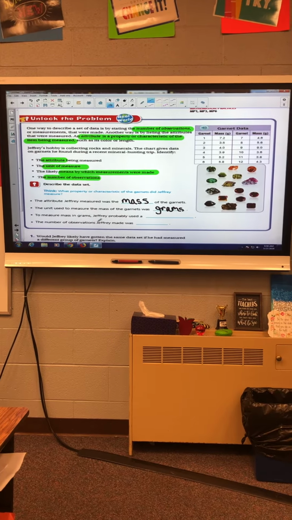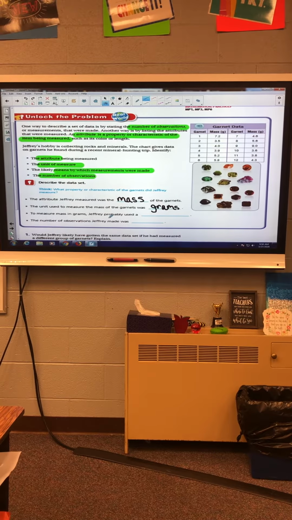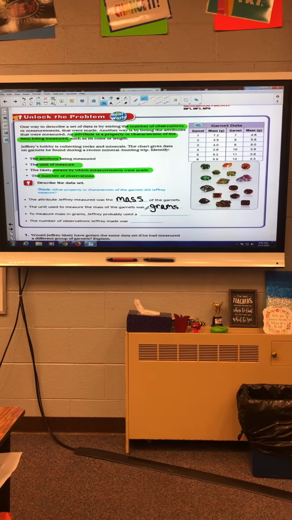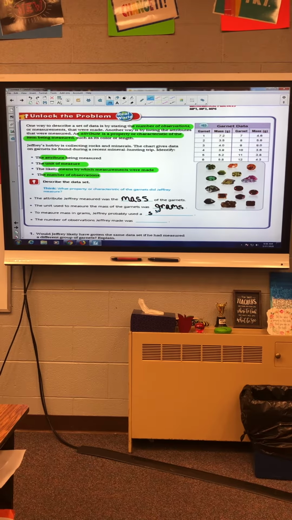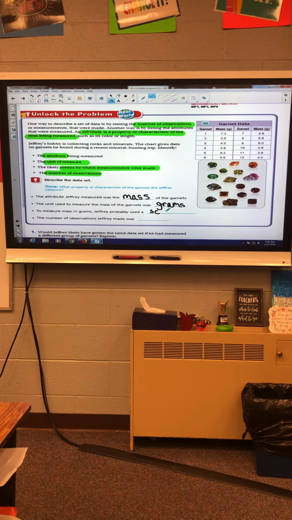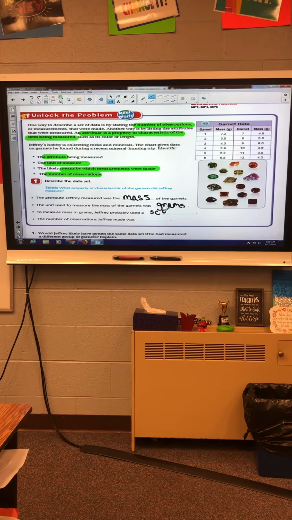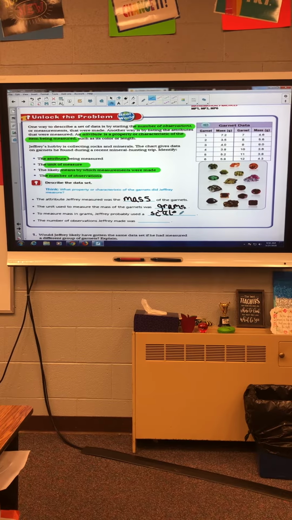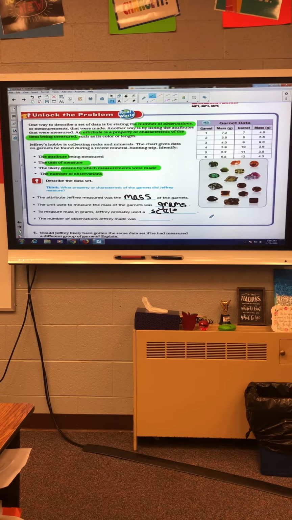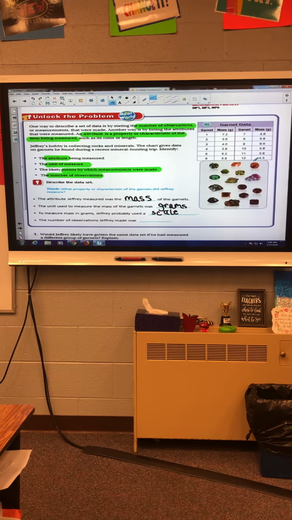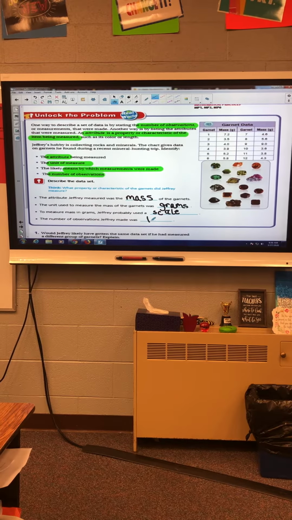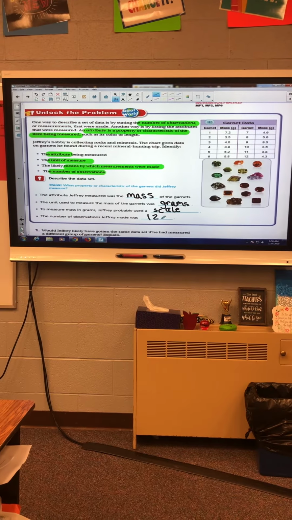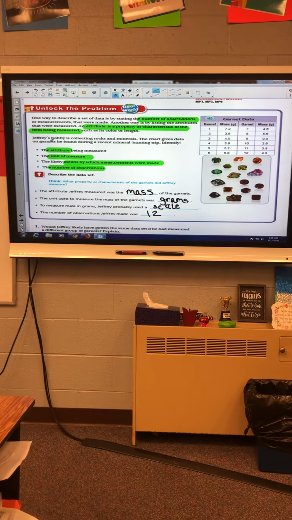To measure mass in grams, well, how do you measure weight? You usually put it on a scale. So that would be the way the measurement was taken. You're just gonna have to use your best judgment on that. Okay, and the number of observations he made, well, he measured how many garnets? 12. So the number of observations Jeffrey made on these garnets was 12. Okay.